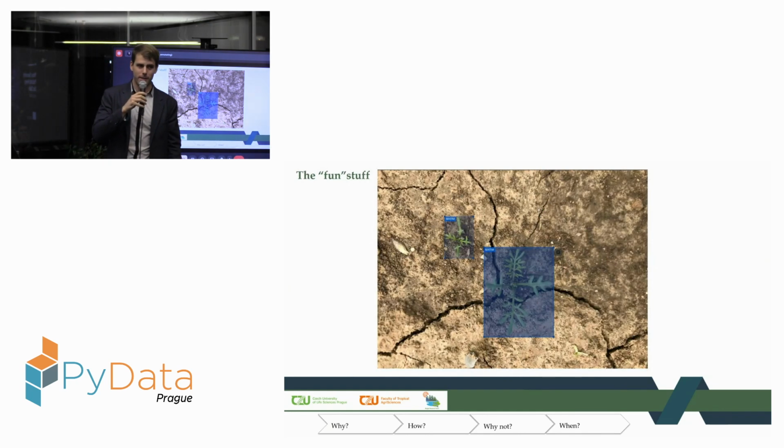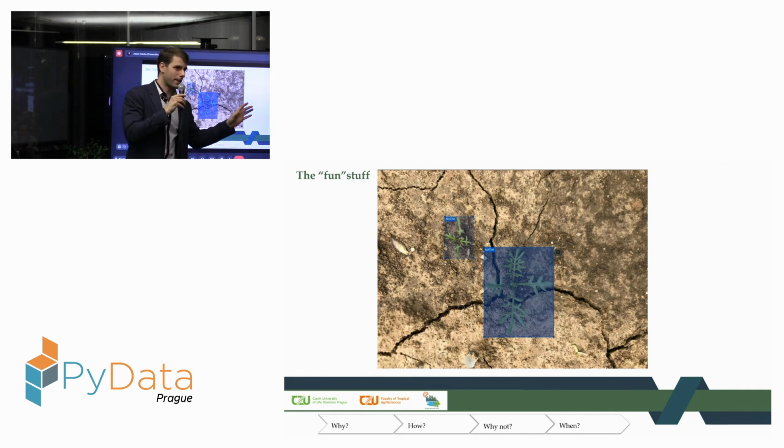Now, the most important thing about the data itself is actually the fun stuff, because that's the biggest drawback of the weed research. If you look at images, you can get thousands upon thousands of images of weeds and of crops. That's all nice, but how do you actually teach the neural network to differentiate between the crops and the weeds? Well, you annotate a lot.